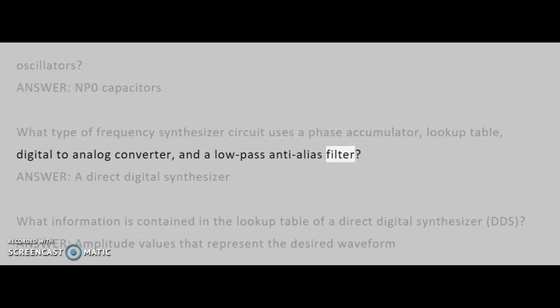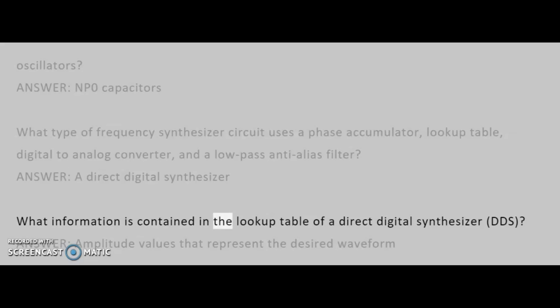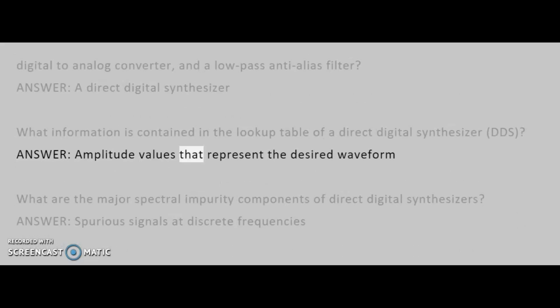What type of frequency synthesizer circuit uses a phase accumulator, lookup table, digital to analog converter, and a low-pass anti-alias filter? Answer: a direct digital synthesizer. What information is contained in the lookup table of a direct digital synthesizer, DDS? Answer: amplitude values that represent the desired waveform.